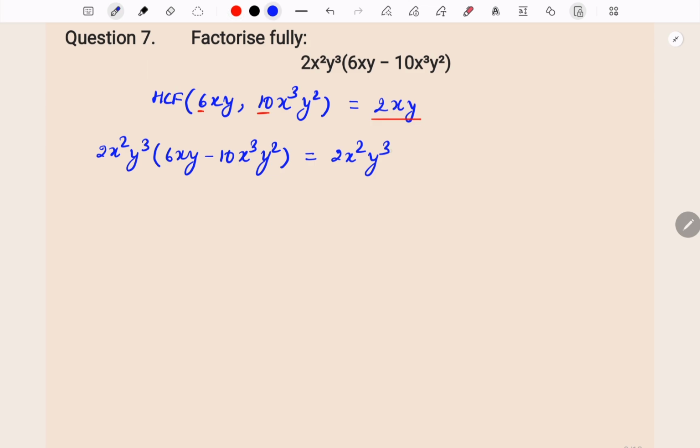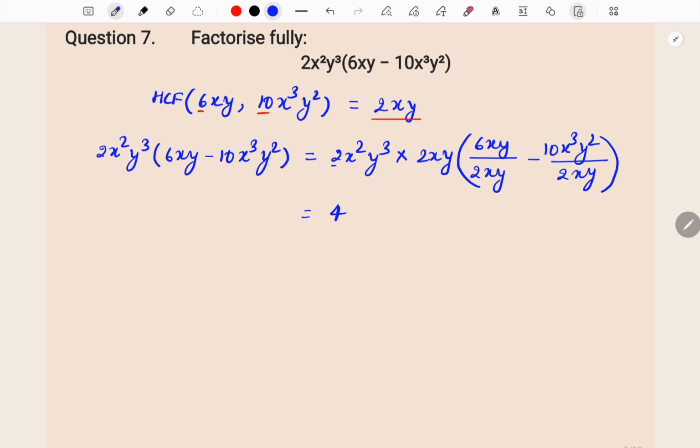Okay, so let me write 2xy. So when I factor out 2xy, I also need to divide every term inside the bracket with 2xy. That's what I did here, okay? So now let's multiply outside the bracket. I can write 2 times 2 is 4, x squared times x is x cubed, and y cubed times y is y raised to the power of 4.